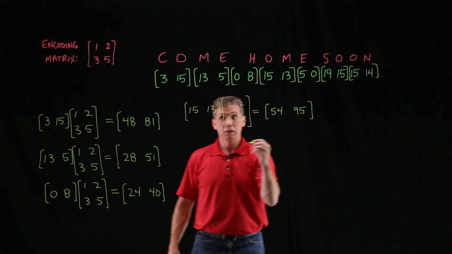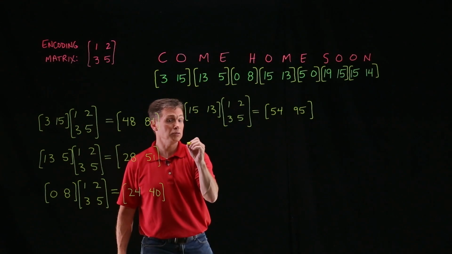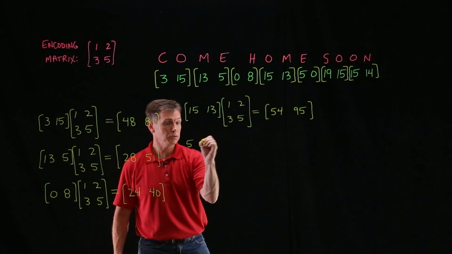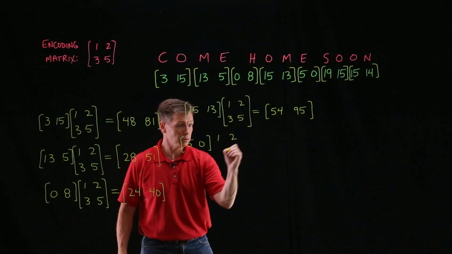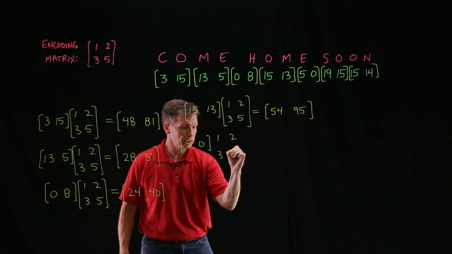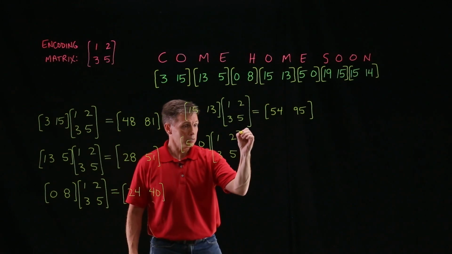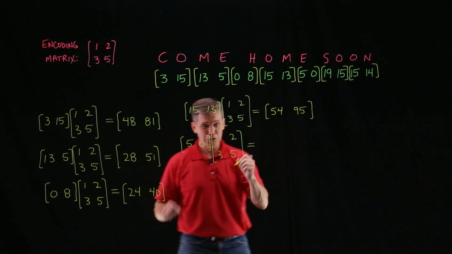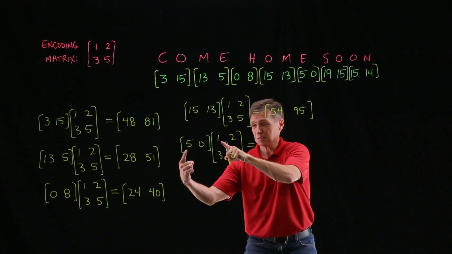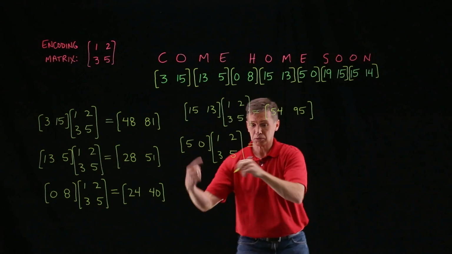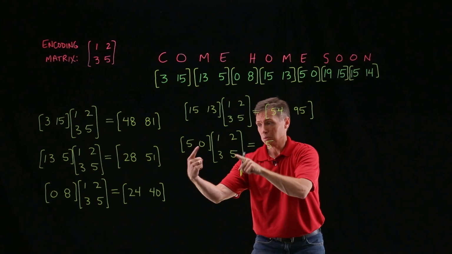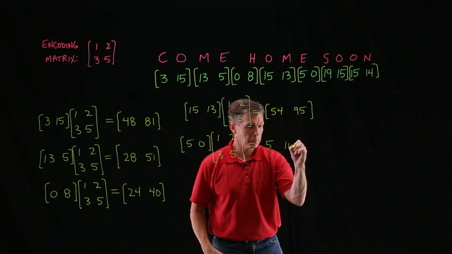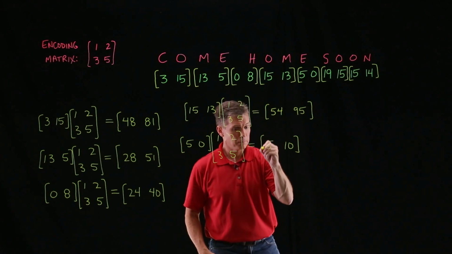Okay, my next little 1x2 is the 5, 0. 0 multiplied by that 1, 2, 3, 5. Getting some good practice on our matrix multiplication, right? 5 times 1 plus 0. 5 times 2 plus 0.